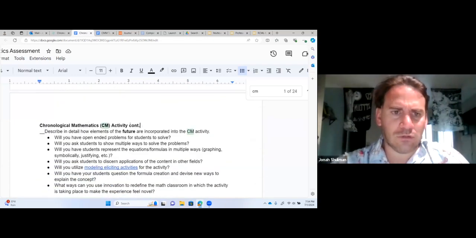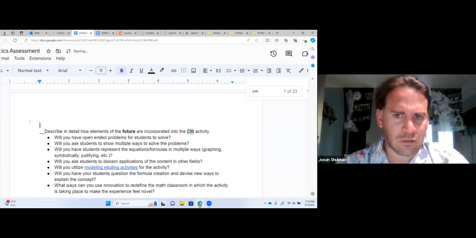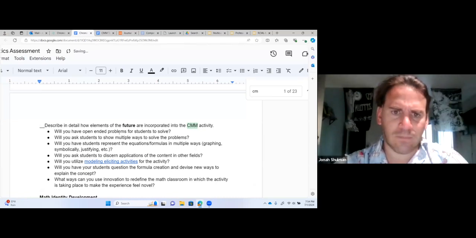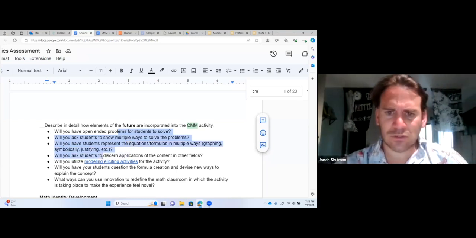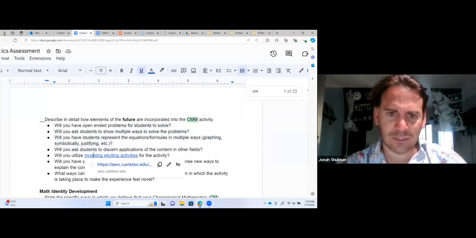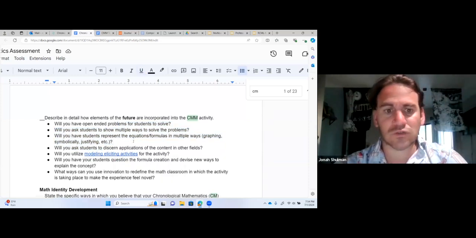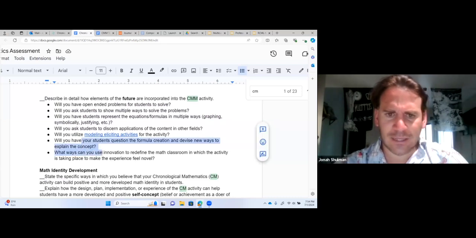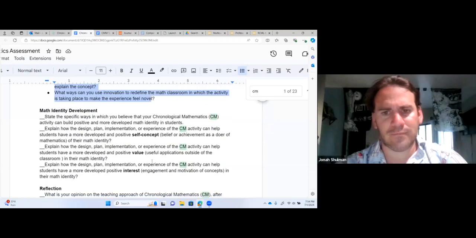And then we don't need this. So now we have the future, right? This is really important. So are you doing open-ended tests? Are you showing multiple ways to solve it? Will you ask students to discern the applications in other fields? Are you going to use a model-eliciting activity? This is a great resource about what that means. And can you help to redefine your math classroom with the activity?